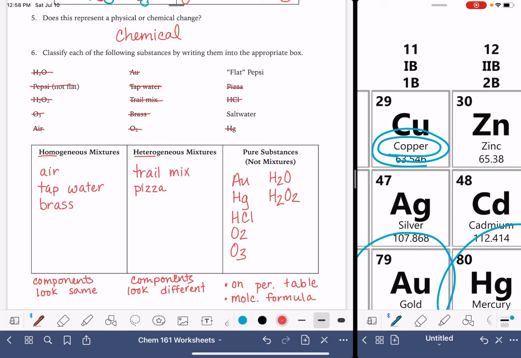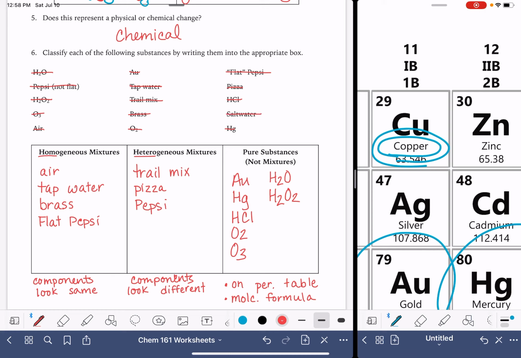Pepsi that's not flat is a heterogeneous mixture because when you look at it, you can see those little bubbles of carbonation. So you're seeing one of the components, the carbonation. But flat Pepsi, flat means that it's lost its carbonation. When you look at that, you don't see the bubbles. It all looks the same. Nothing stands out to you.